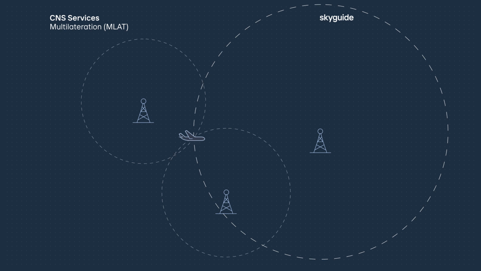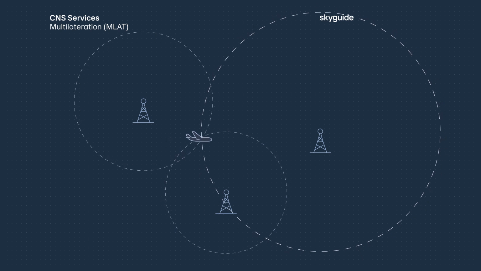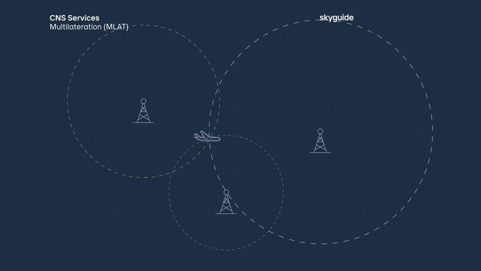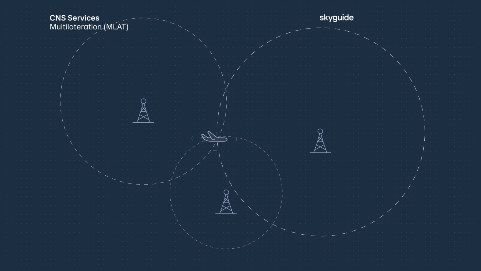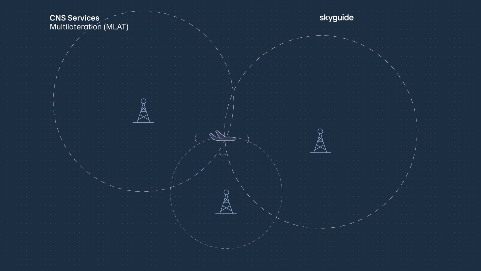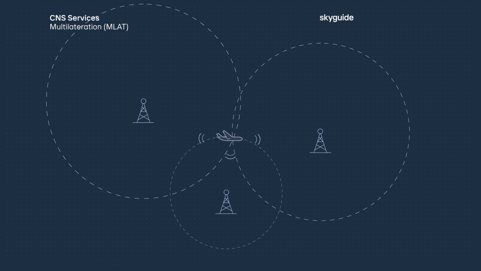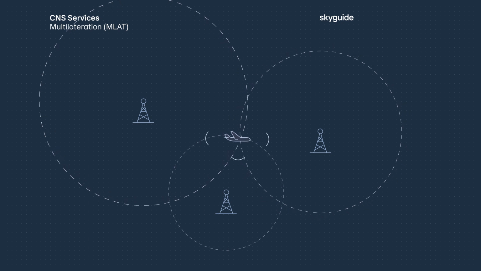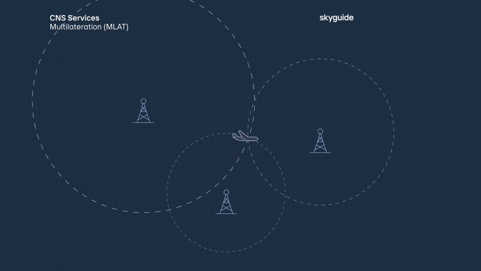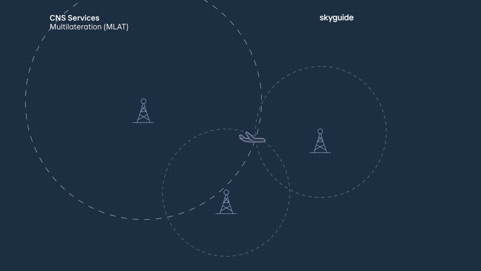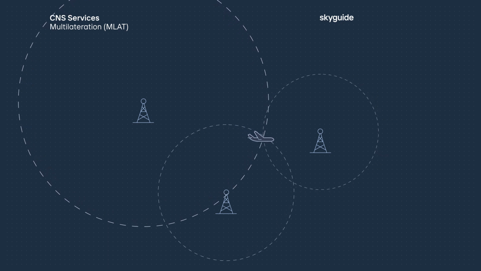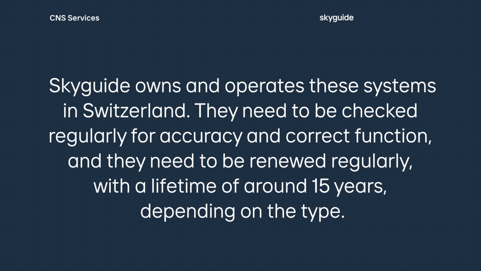Multilateration, MLAT. The aircraft can be located with an array of small ground stations. Multilateration, MLAT, is a technology to calculate the position of aircraft based on time difference of arrival of emitted signals. Signals transmitted from aircraft or ground vehicles are being used for this. Skyguide owns and operates these systems in Switzerland.